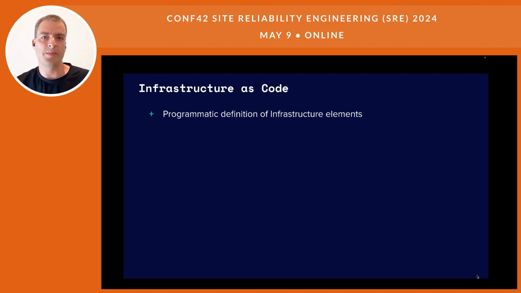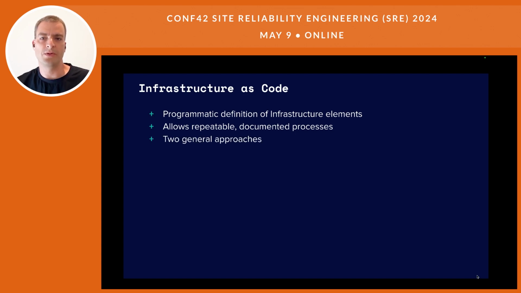What is infrastructure as code? Infrastructure as code is a programmatic definition of infrastructure elements. That means that we want to define infrastructure, which could be various things like servers and network switches, but it could also be database users or Elasticsearch indexes, in a programmatic way that allows for repeatable and documented processes where the knowledge is baked into the process itself and doesn't depend on humans remembering what they need to do.